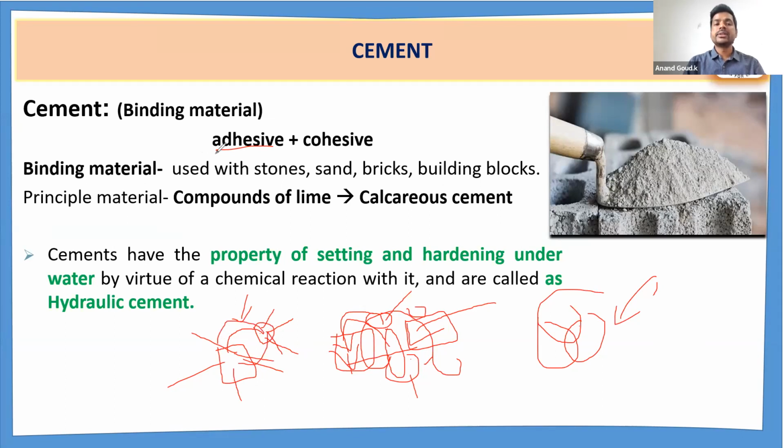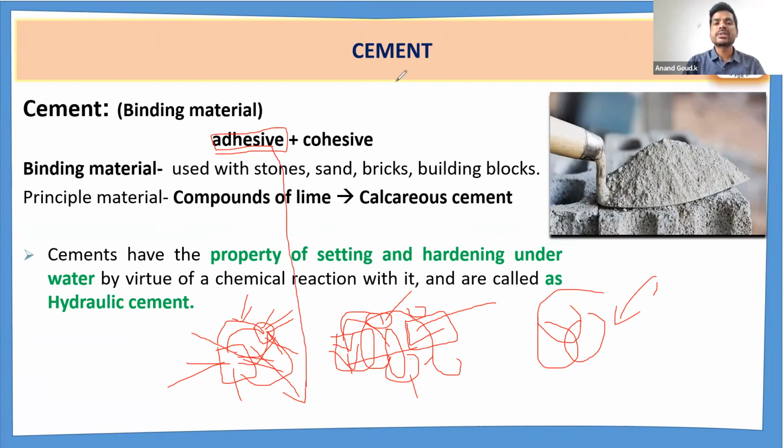So the definition of adhesive property is the attraction between two different molecules which have different properties. This is a different particle and this is a different particle. Still there is an attraction between these two particles. This attraction is called adhesive property.